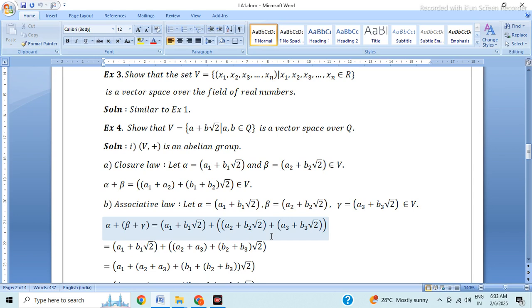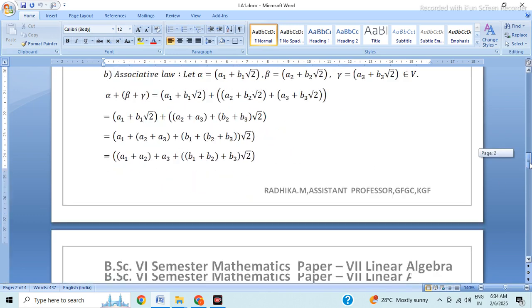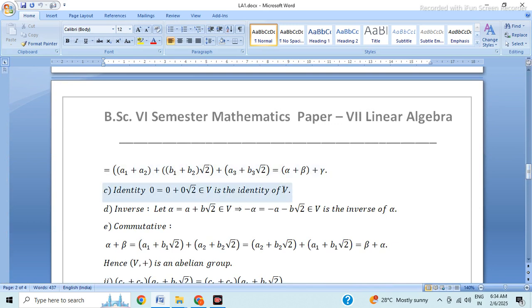The next is the identity element. What is the identity element? 0 only. We can write 0 in the form 0 plus 0 root 2. Any element 0 can be written like that. Then it is the identity element. Then what will be the additive inverse? For A plus B root 2, what will be the additive inverse? It is minus A minus B root 2.